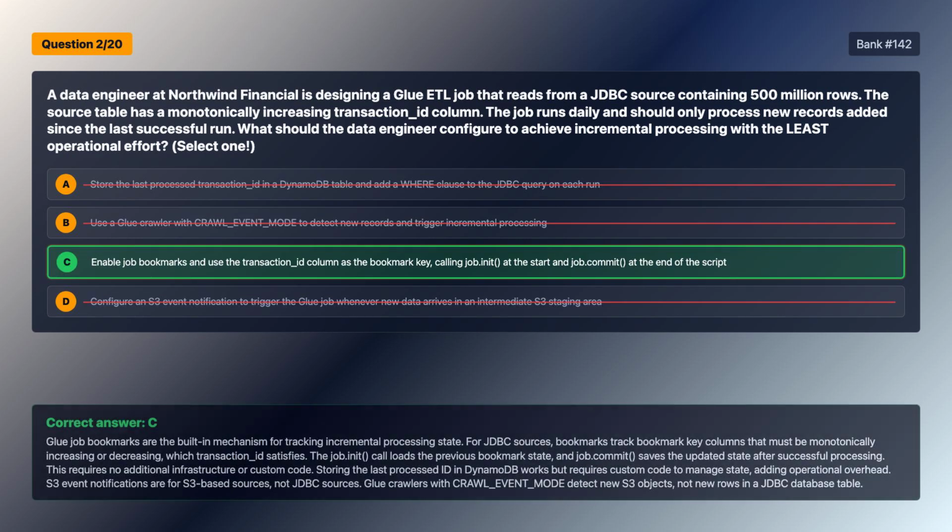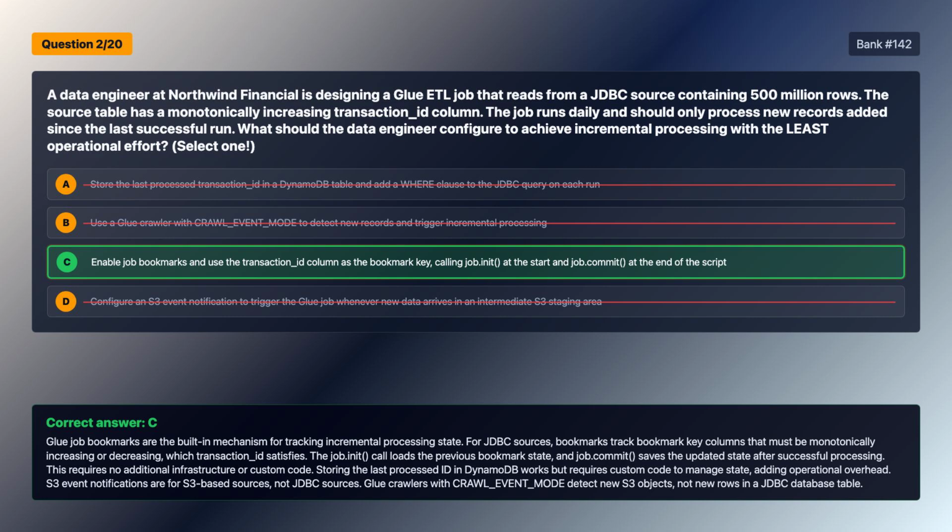The correct answer is option C. Glue job bookmarks are the built-in mechanism for tracking incremental processing state. For JDBC sources, bookmarks track bookmark key columns that must be monotonically increasing or decreasing, which transaction ID satisfies. The job.init call loads the previous bookmark state, and job.commit saves the updated state after successful processing. This requires no additional infrastructure or custom code.